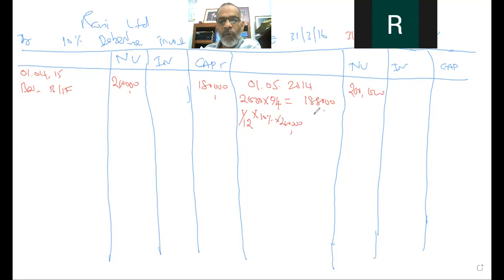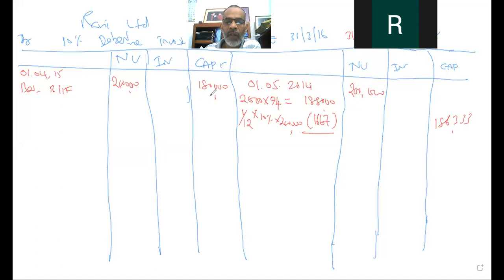1667. If it is a cum method, what do we have to do with 1667? We have to deduct. Very good. Cum purchase or cum sales doesn't matter. We have to deduct: 188,000 minus 1667. Therefore, 186,333 is our capital column.